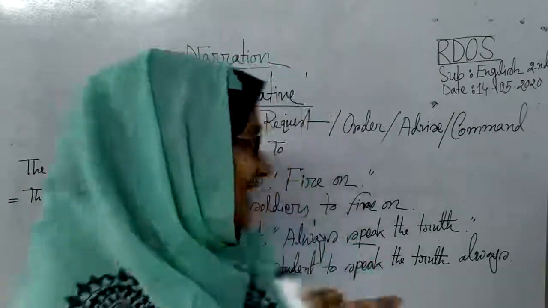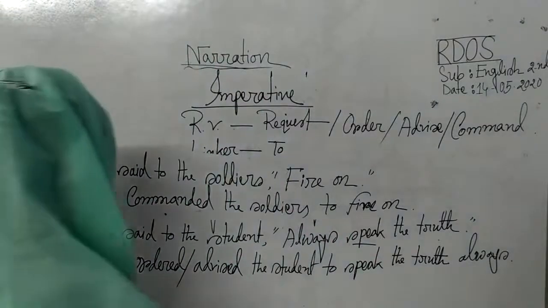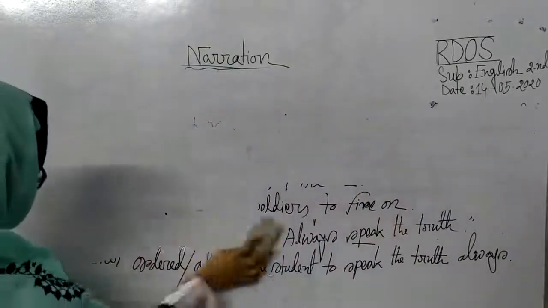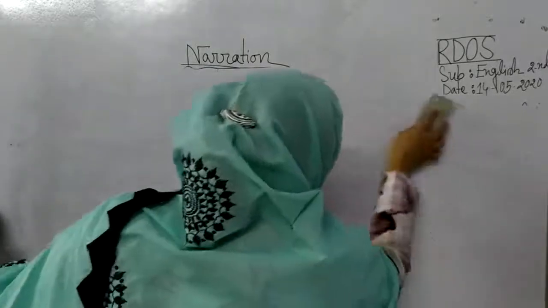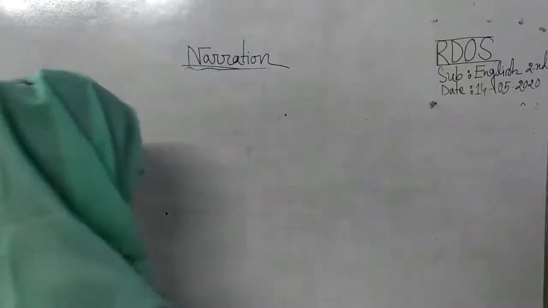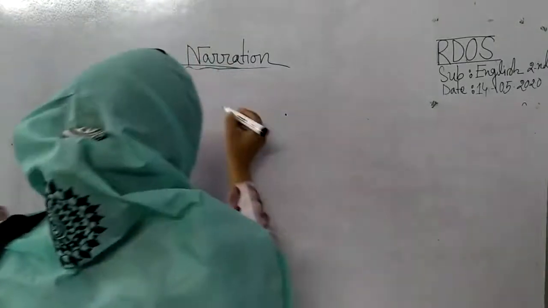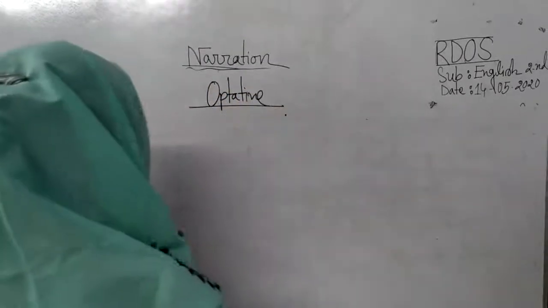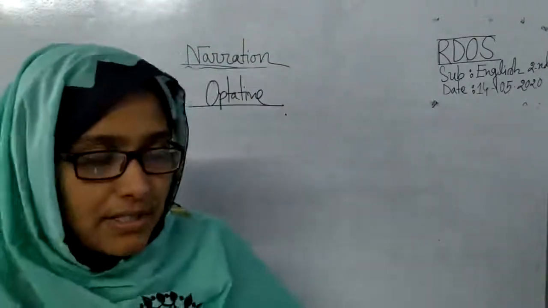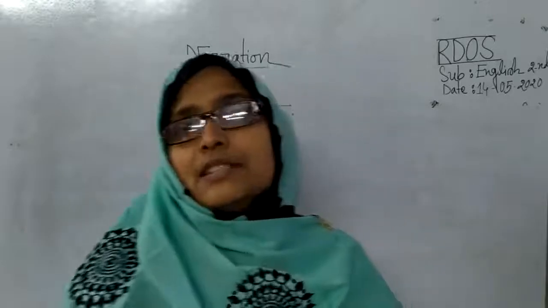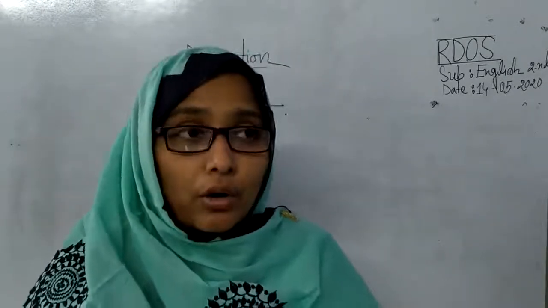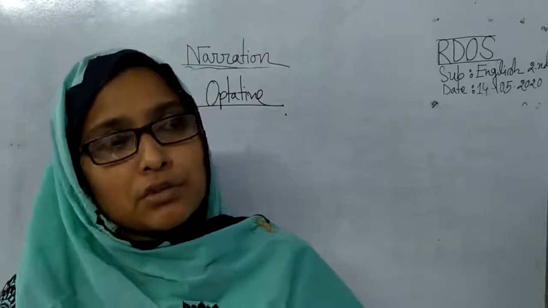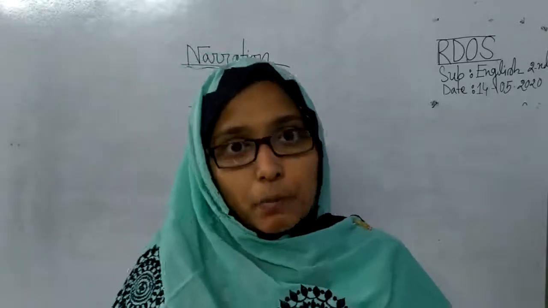Okay, so are you ready? Yes. So at first we have to know, what is optative sentence, isn't it? At first we must know what is optative sentence. So which sentence expresses pray or wish? Pray or wish, that is called optative sentence. The sentences through which we express prayer and wish, we generally call optative sentences.